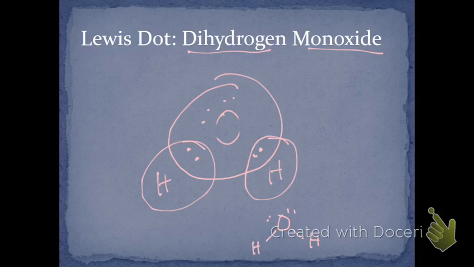Now, there's definitely 1 line of symmetry here, but there's not another line of symmetry here if you look at that, right? And so there's only 1 line of symmetry, so actually this is a polar molecule. And then if you look at the bond, the hydrogen and oxygen, this is a polar bond as well.